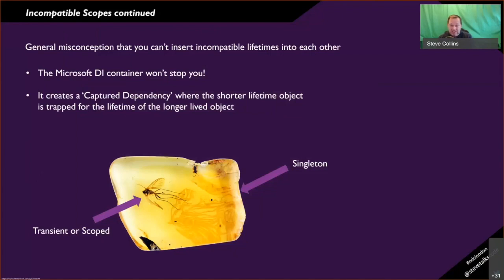In other words, a transient instance will be locked into a singleton and not released until the singleton is disposed of. And that doesn't happen until the container is done and dusted. This is known as a captured dependency, where the transient or scoped instance, like the insect in amber shown here, is imprisoned in an outer shell, which in our case is the singleton.